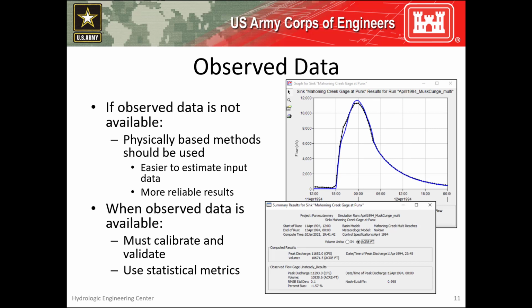When observed data isn't available, physically based methods should be used for 2 reasons. 1, it's easier to estimate the input data, and 2, the results will be more reliable. However, when observed data is available, your model must be calibrated and validated. Make sure you use multiple statistical metrics to ascertain model performance.